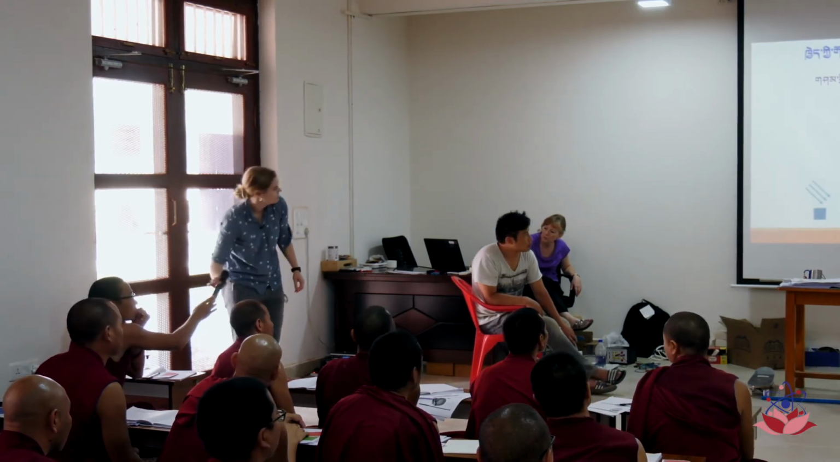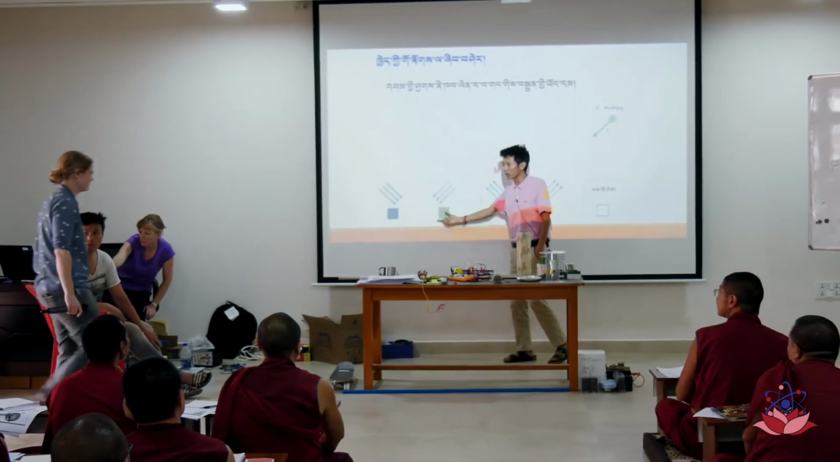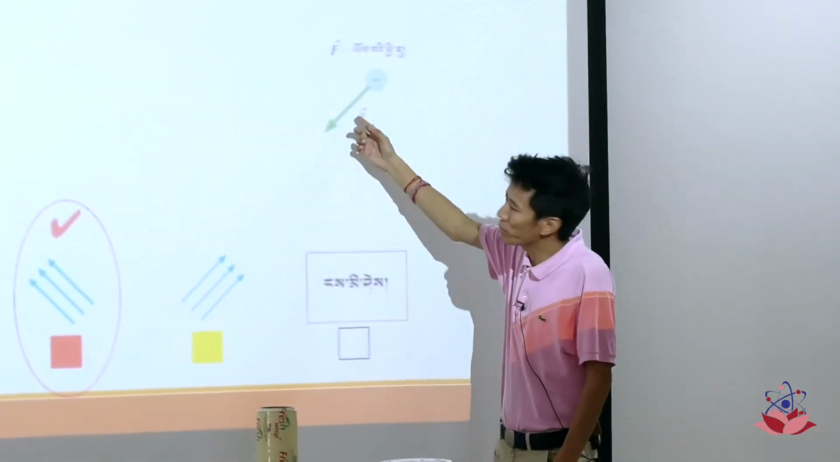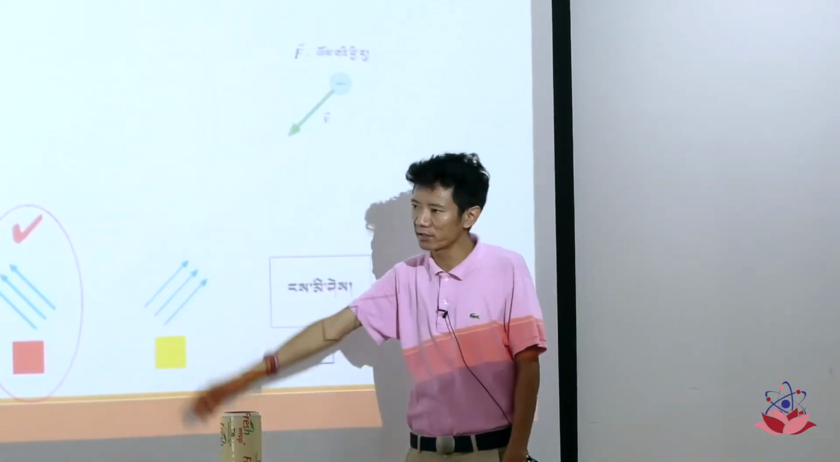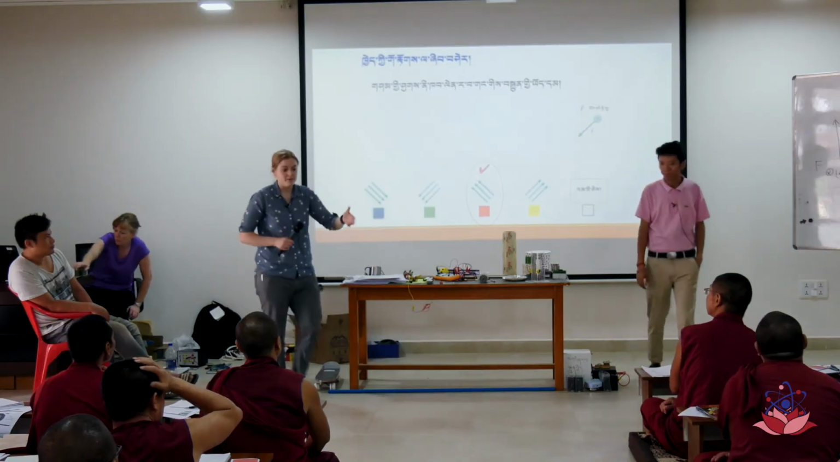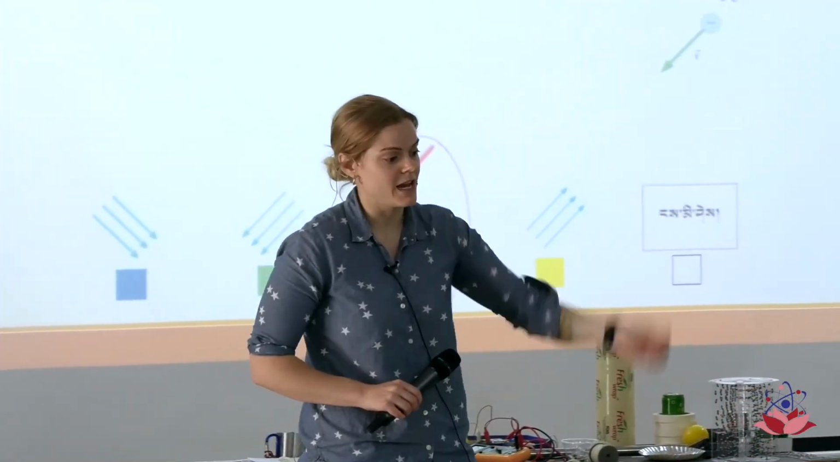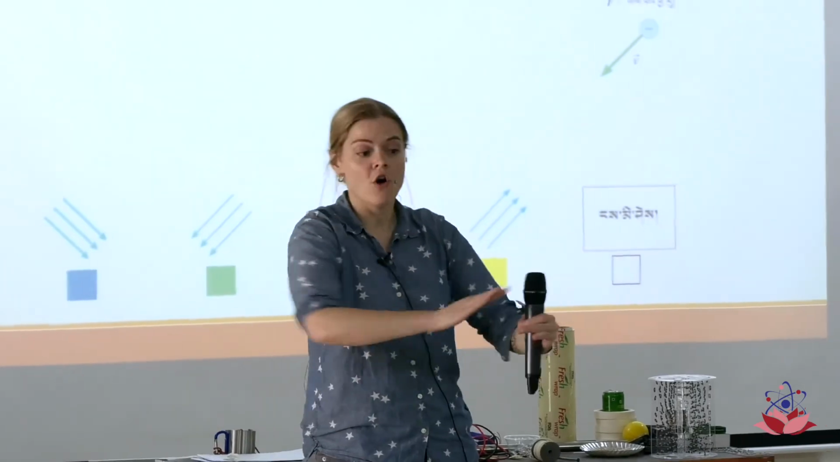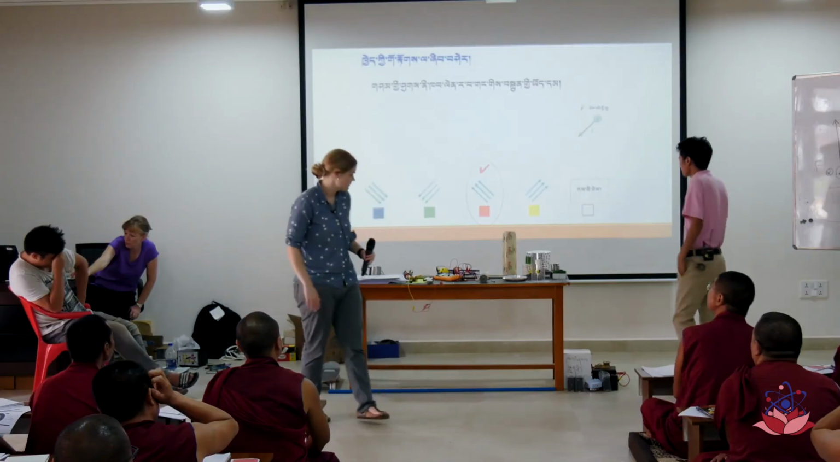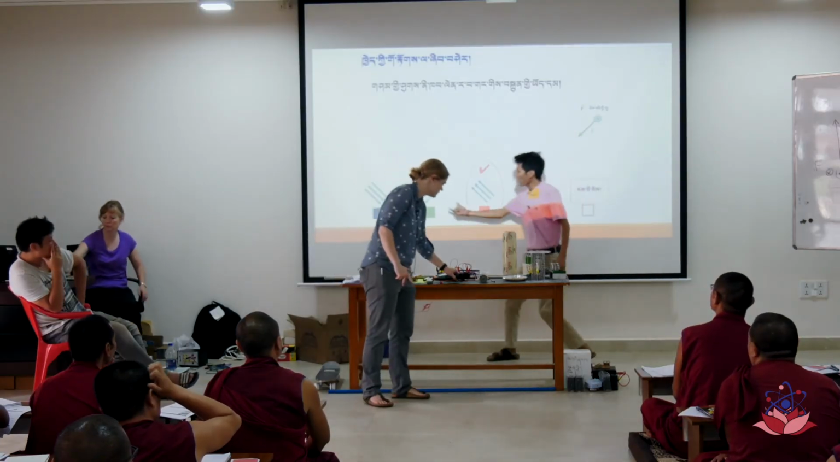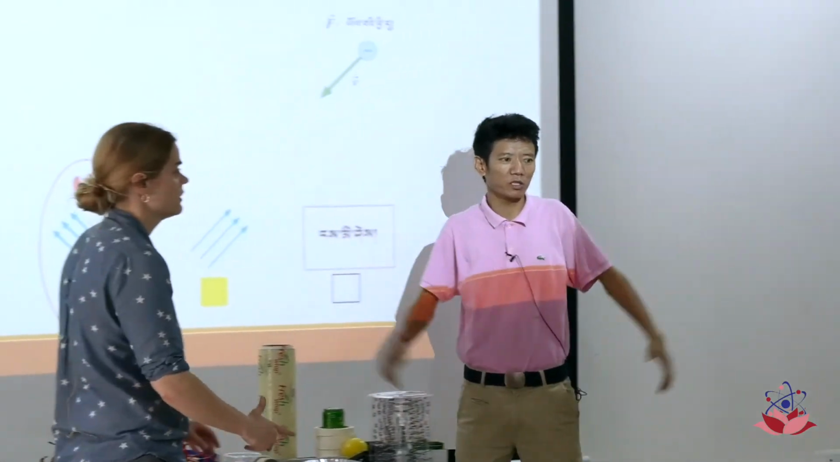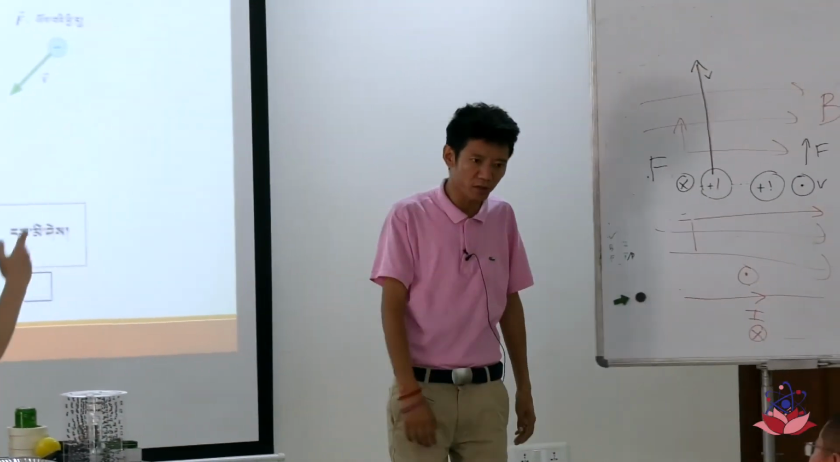So these two are in the same direction, so there's a 0-degree angle, and these are in opposite directions, so there's like a 180-degree difference. Exactly. If the field and your velocity are in the same direction or opposite directions, no magnetic force happens.